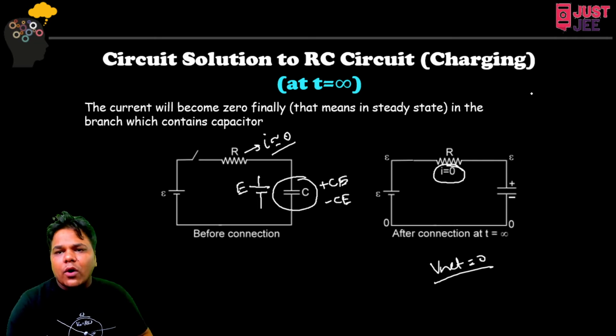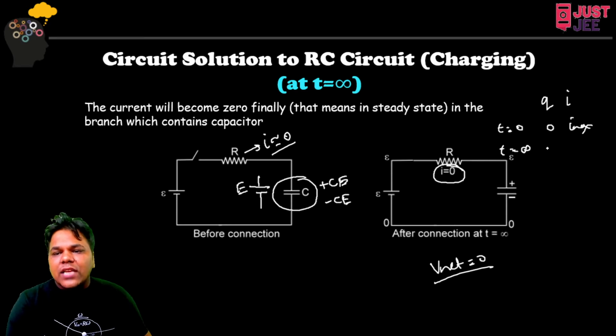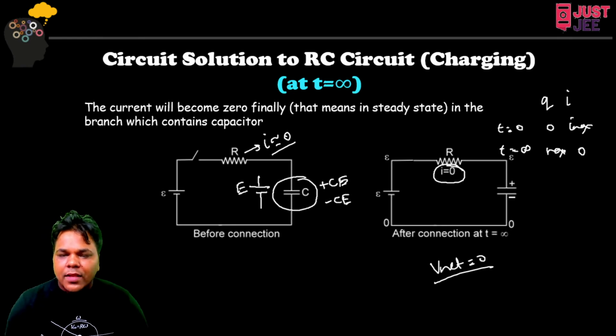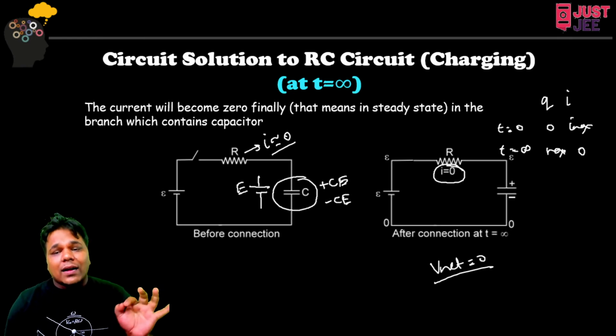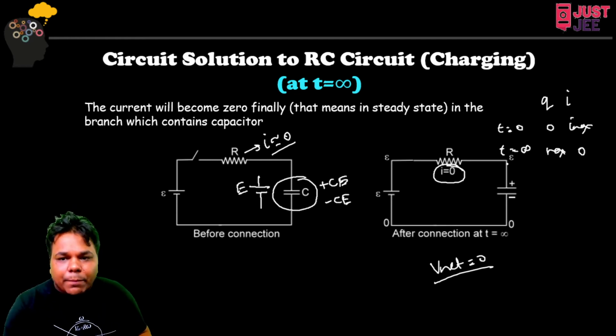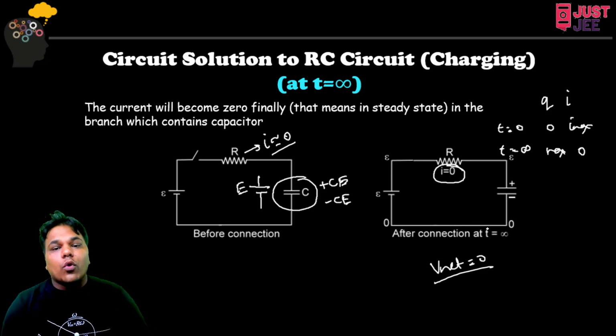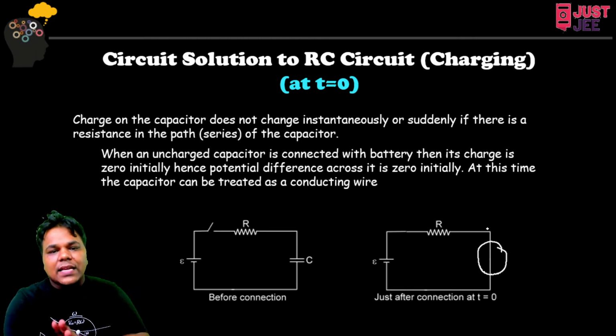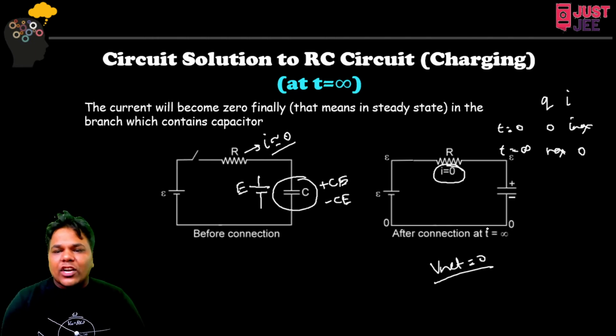So what we have learned till now, if we talk about charge and current: at t equal to 0, charge is 0 and the current is maximum. At t equal to infinity, charge is maximum and the current is 0. That's our basic fundamental. So whenever we need to solve a circuit at t equal to infinity, we replace this capacitor with an open wire. If we are calculating at t equal to 0, replace the capacitor by a conducting wire, and at t equal to infinity, replace the capacitor by an open wire.